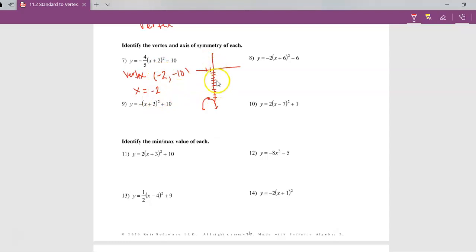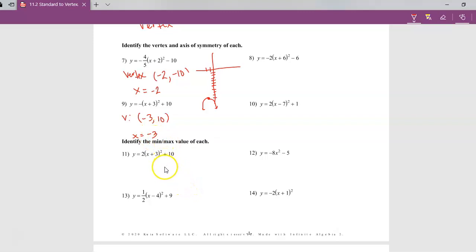So this time I drew the picture. You don't really have to draw the picture unless it helps you. If it does help you, please do. But notice here that the inside number is just changing sign. The outside number stays the same. That's our y value of our vertex. And then the axis of symmetry is at the same x value as our vertex x value. So for number 9, the vertex is going to be at negative 3, 10, and the axis of symmetry is at x equals negative 3.